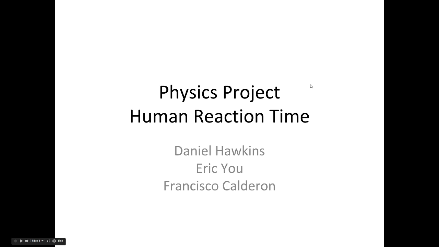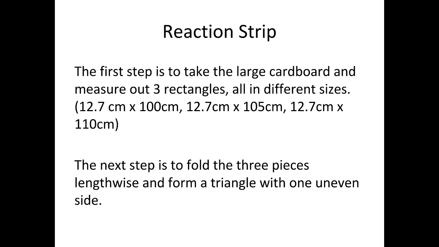Okay, so this is the human reaction time physics project by Daniel Hawkins, Francisco Calderon, and me, Eric Yu. So the reaction strip. The first step is to take the large cardboard and measure out 3 rectangles, all in different sizes, one being 12.7 centimeters by 100 centimeters, the other being 12.7 centimeters by 105 centimeters, and lastly 12.7 centimeters by 110 centimeters. The next step is to fold the 3 pieces lengthwise and form a triangle with one uneven side.